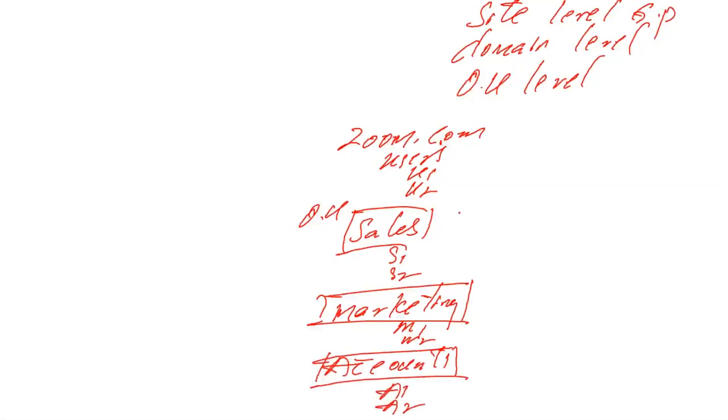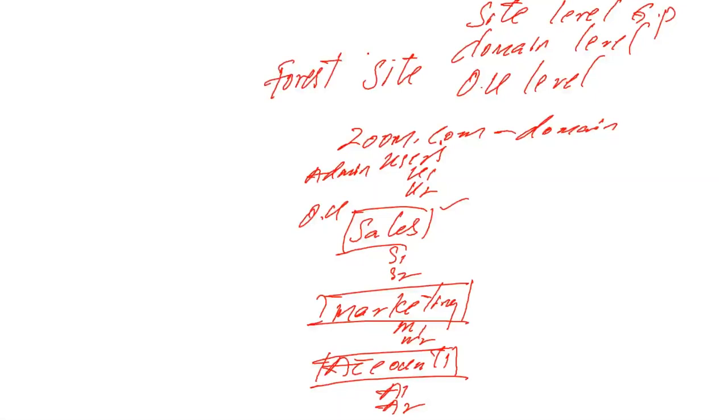So if I apply the group policy on the sales OU, only this OU's users are restricted. That is called OU level. If I apply the policy on the zoom.com domain, this is called domain level group policy, and in this domain, all the users and all the administrators are going to be affected. If I apply the policy on the site, this policy will affect all the users of this domain forest, including your administrators.